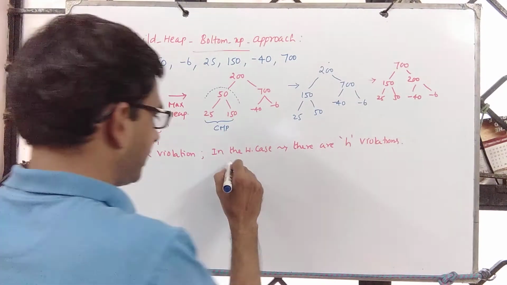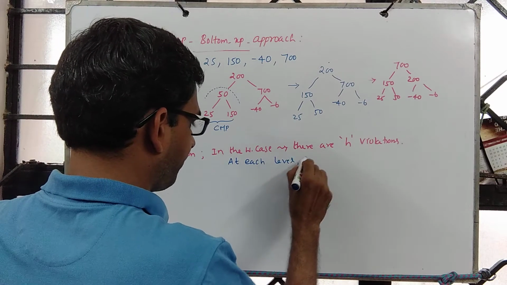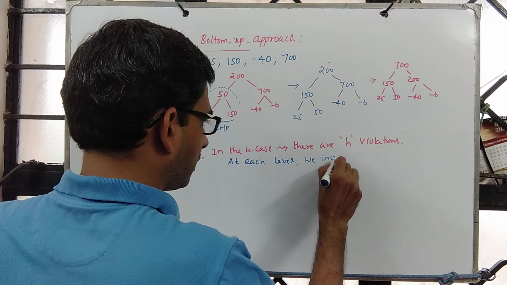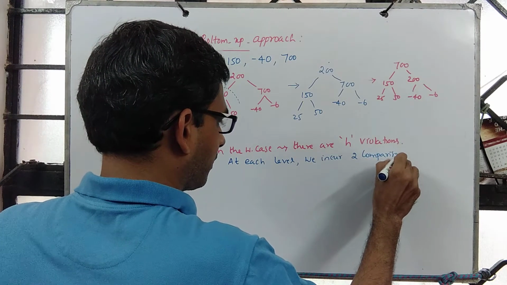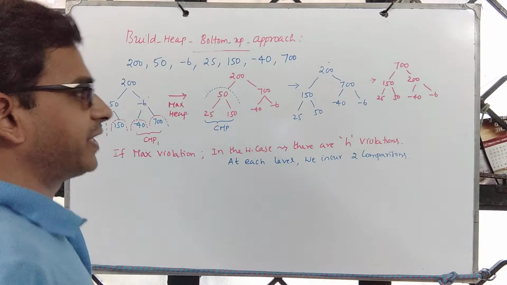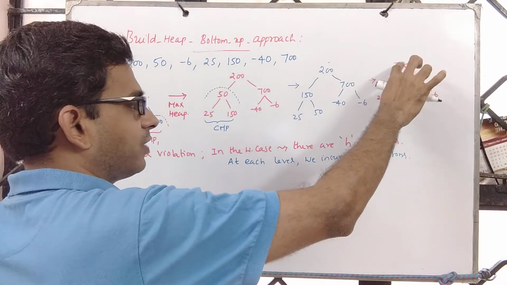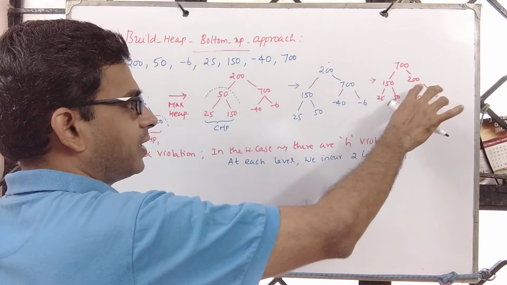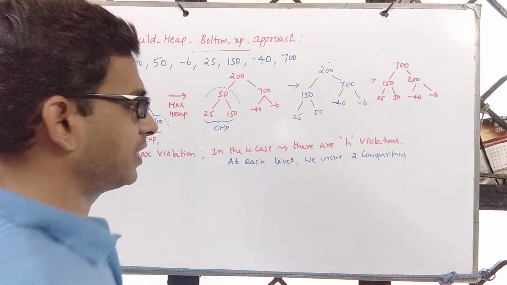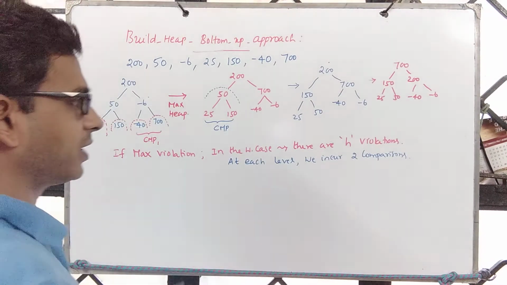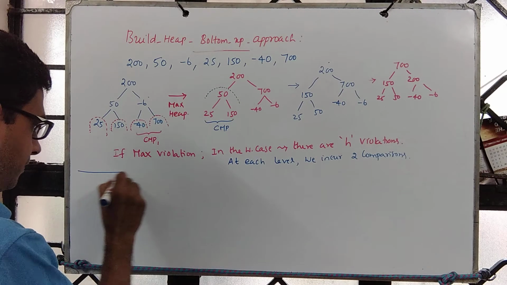Also note that at each level we incur two comparisons. At this level we compare with these two, and then one comparison with this, swap, then compare these two, then compare it with this, if required swap, and so on. That's precisely what we are doing. Okay, now let's get into the analysis.